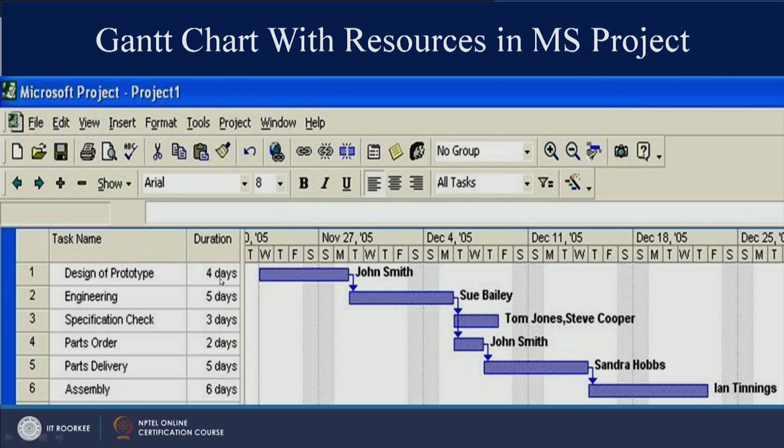So, design of prototype is taking 4 days. So, you are starting on, let us say, Wednesday. So, Wednesday, Thursday, Friday, but these 2 are holidays, right. Saturdays and Sundays are holidays. So, on Monday this activity would be finished. So, the duration is 4 days, but it is taking how many days? 6 days, right, because you are not working on Saturday and Sunday. And this is the person who is responsible for completion of design of prototype, right.